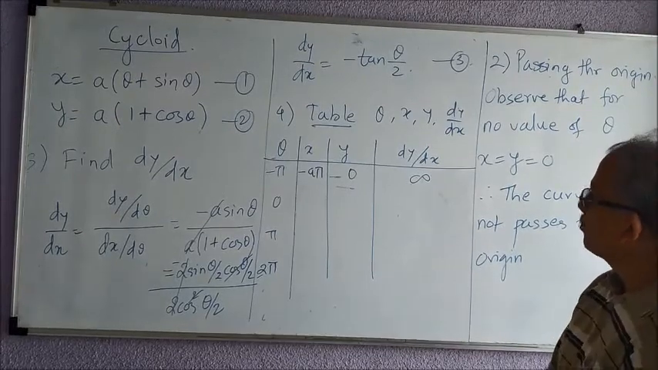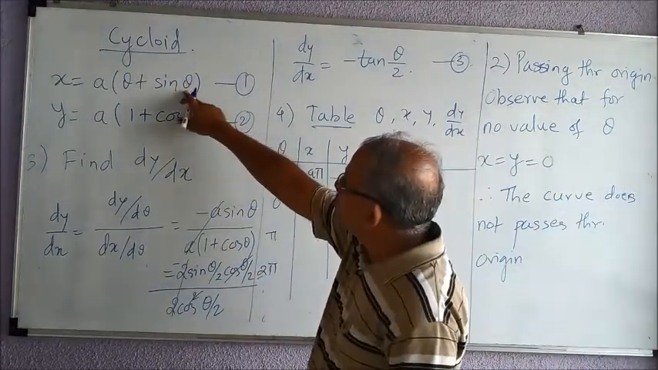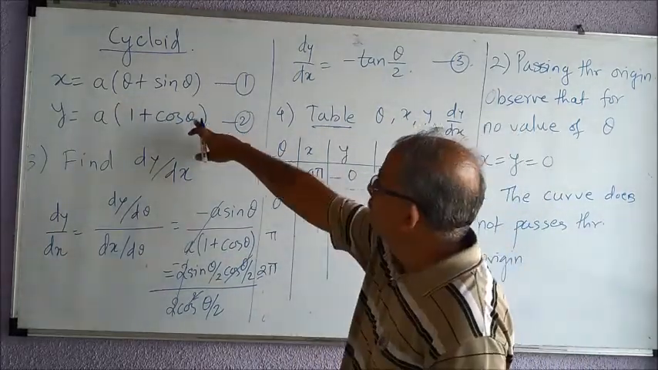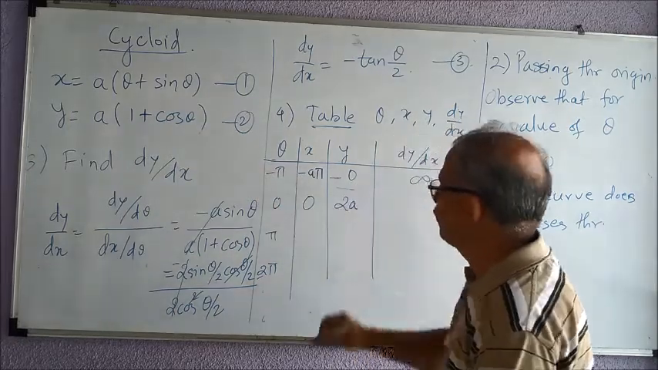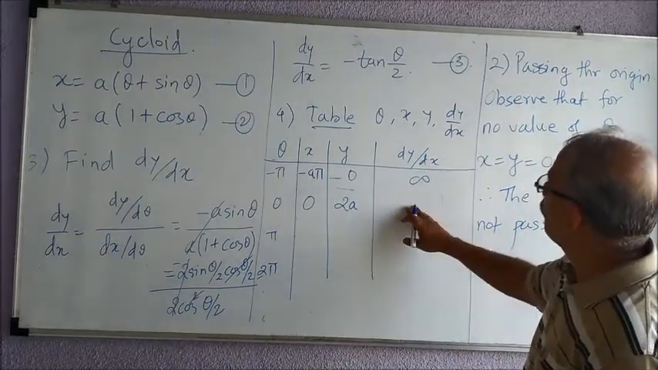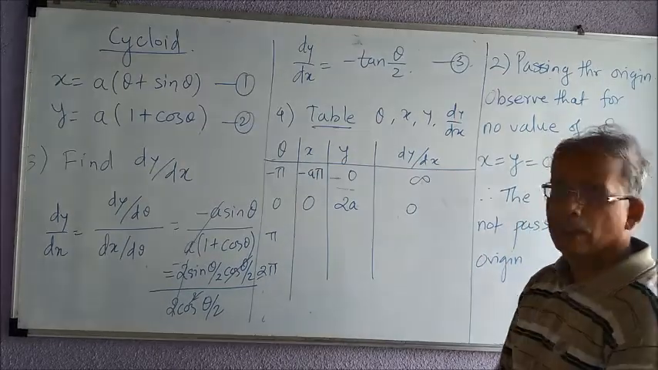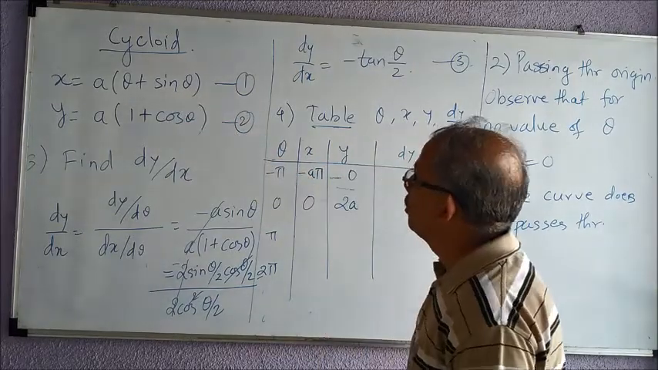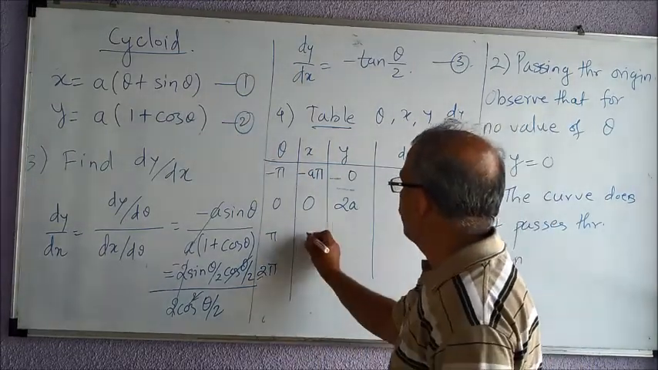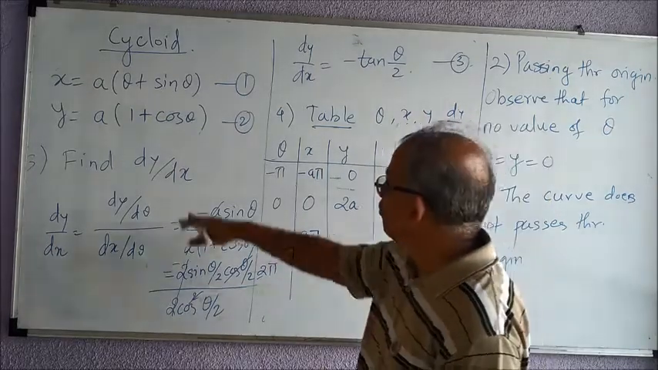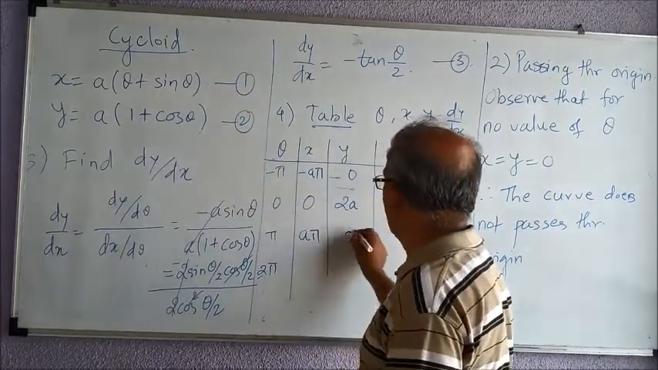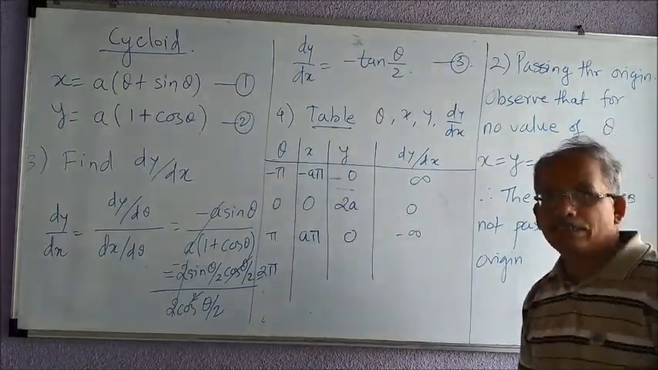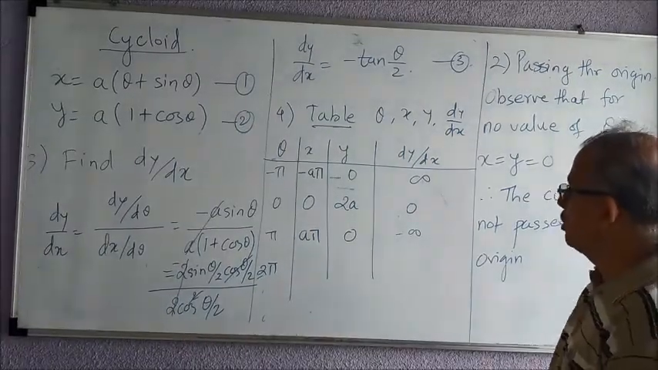If I put theta equal to 0, x is 0, and y is 1 plus 1, so this will be 2a. Then dy by dx is 0. Then if I put pi here, sin pi is 0, so x is a pi. And y is 0. Here the slope is infinity. That's what we want.